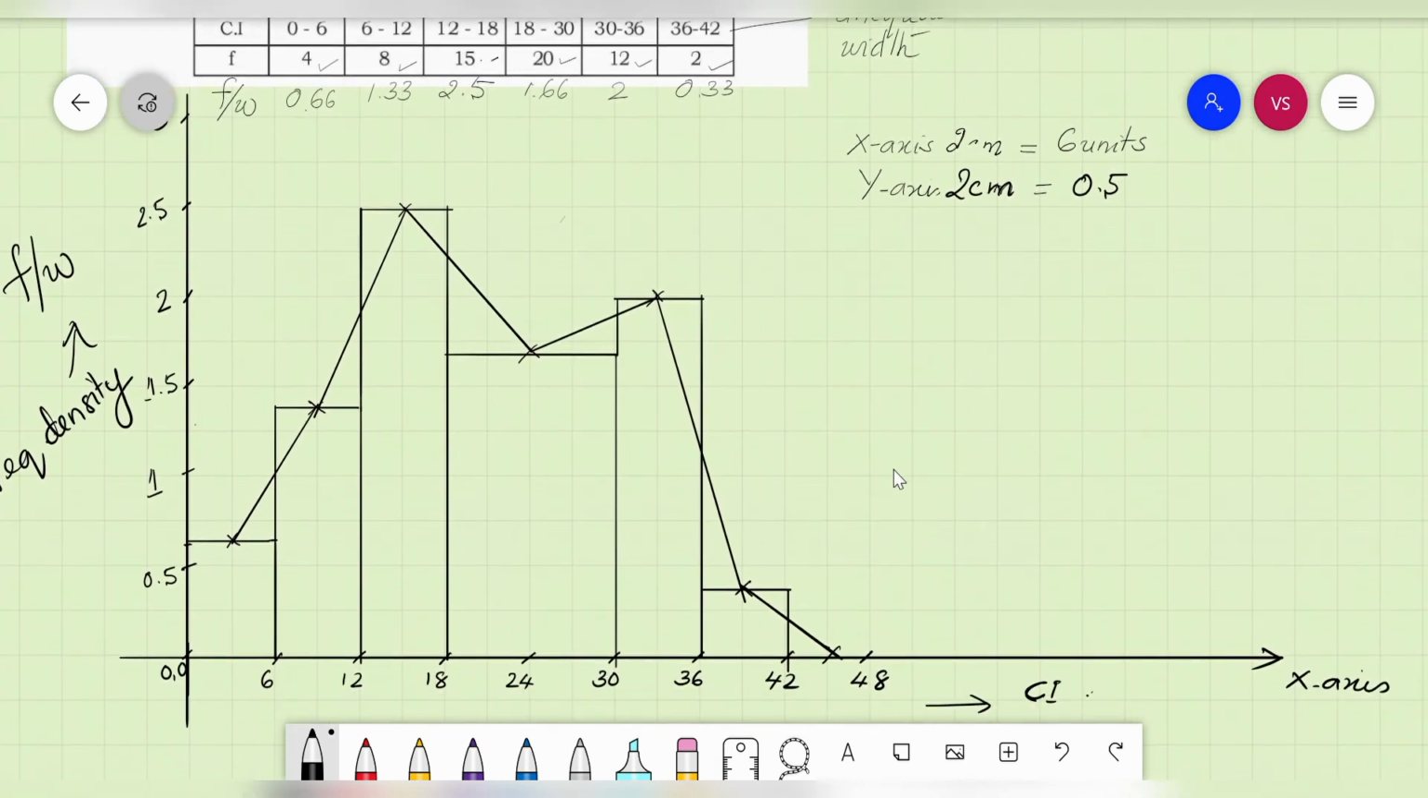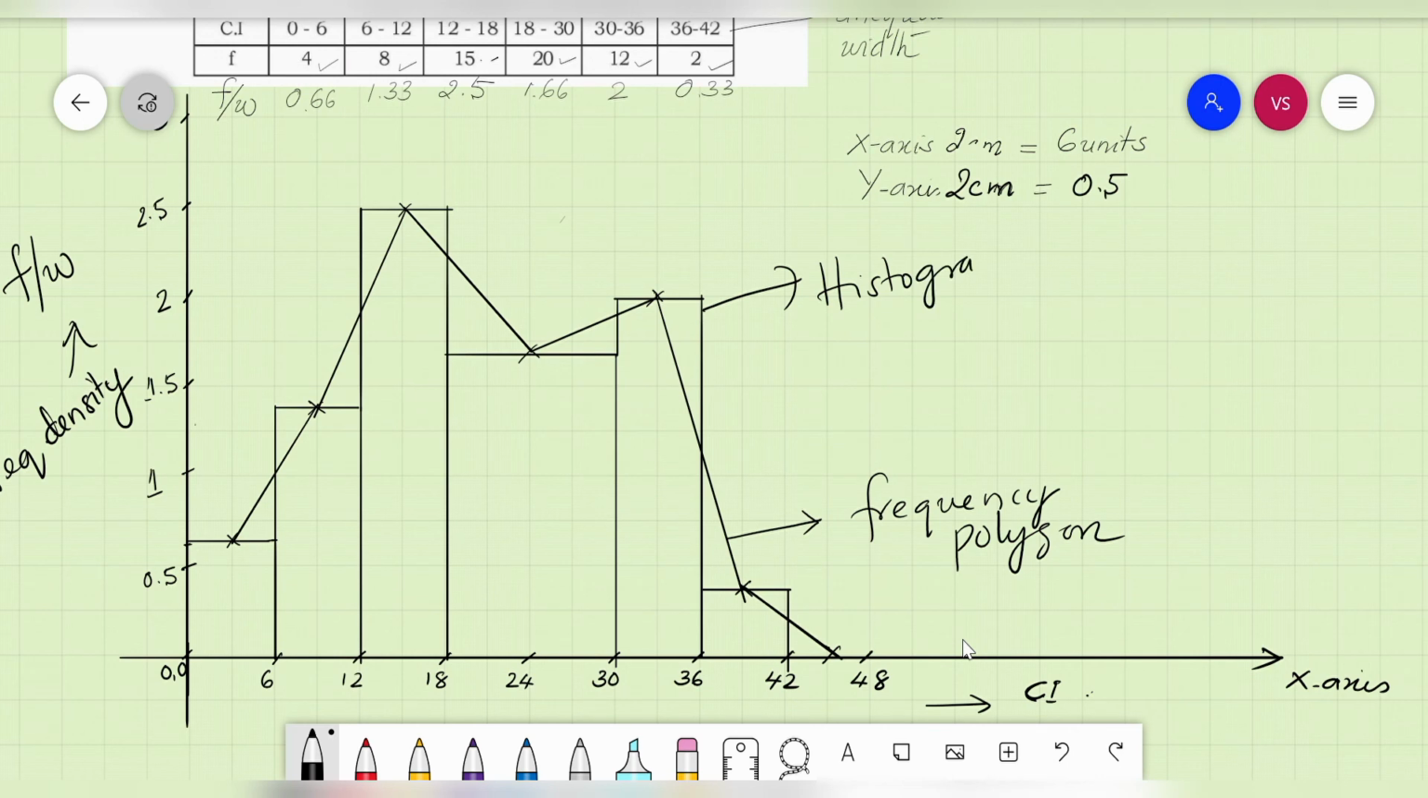This is what we call a frequency polygon, and these are what are called histograms. I hope you have followed this, students. In the next video I will show you another type of graph.